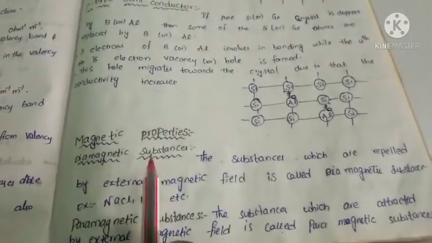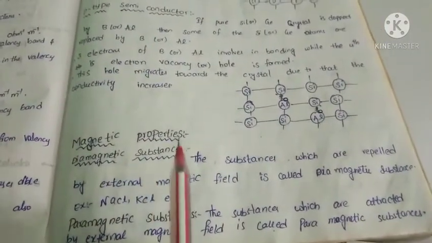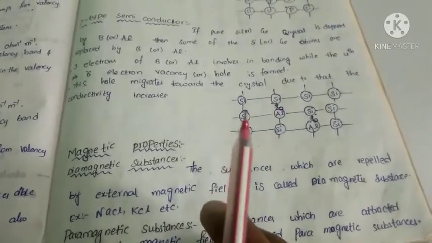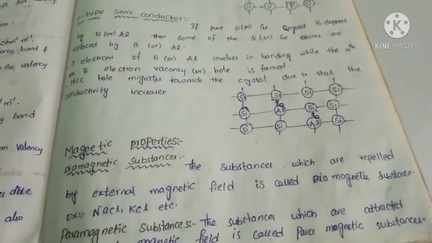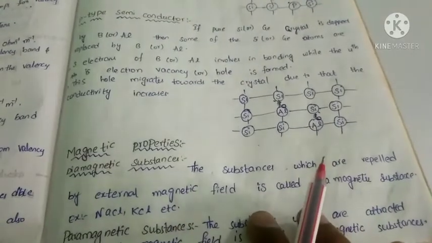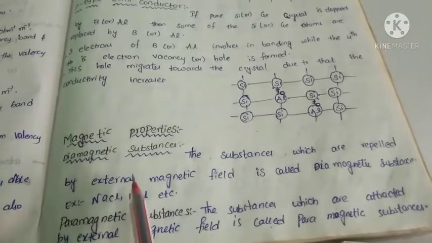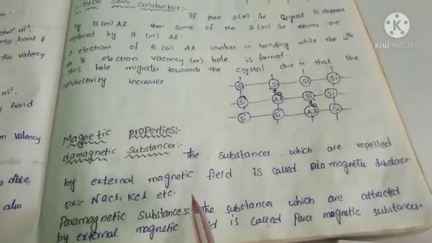Now come to magnetic properties. We know some definitions already. Some more new definitions are there. If we discuss those definitions, then this topic will be finished automatically. This chapter will be finished. See, first definition, diamagnetic substances. What are diamagnetic substances?